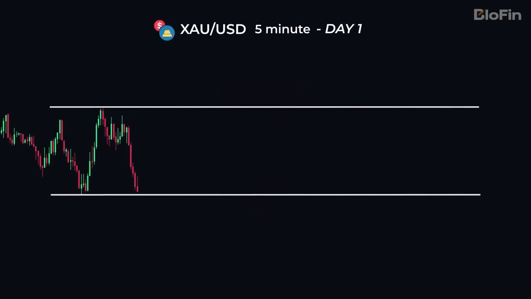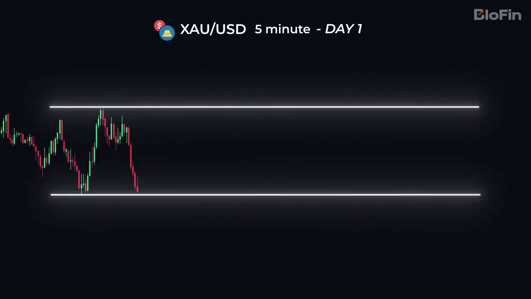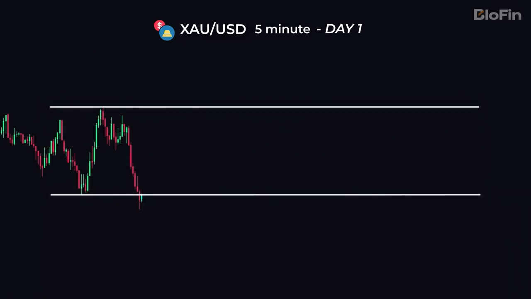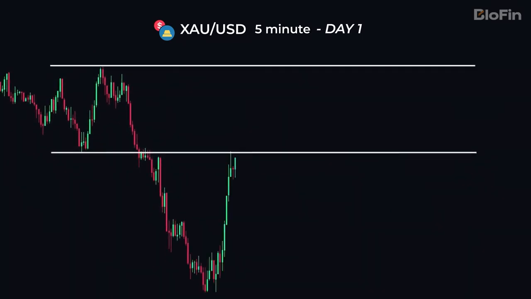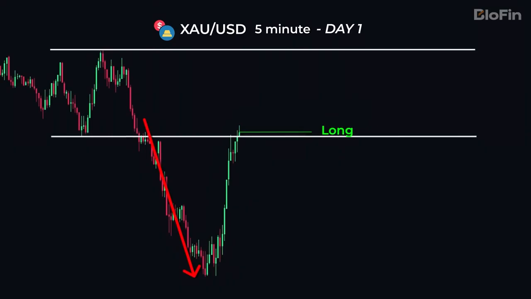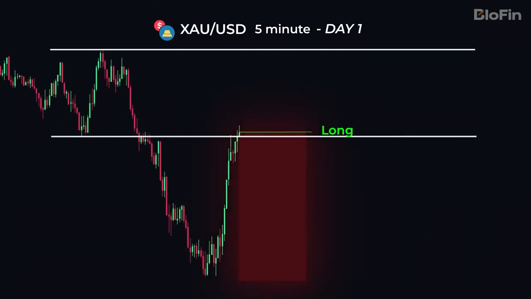Here, I'm on the XAU 5-minute chart, and we already have the 4-hour range marked for today. Price broke below the range low. After it traded below for a while, it then closed back inside, which means technically this is a valid long setup. Now, since the breakout was too large, we couldn't place the stop loss at the lows.